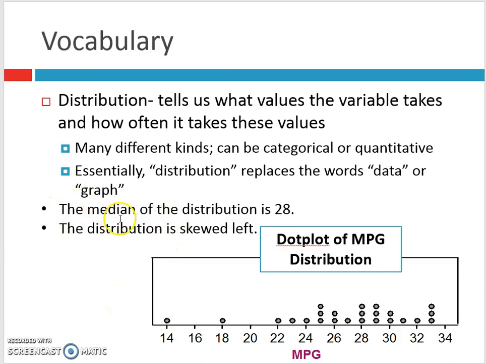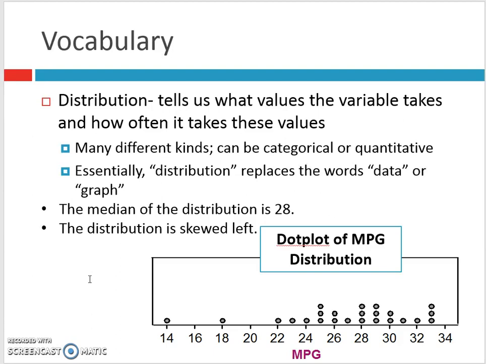But some ways to describe it: you can say the median of this distribution, the median of the data, is 28. Or you can say the distribution is skewed left. The graph is skewed left. And again, we'll talk about what it means to be skewed later on, but that's how we would use the word distribution instead of saying words like data or graph. You're describing what values the variable takes and how often it takes them.